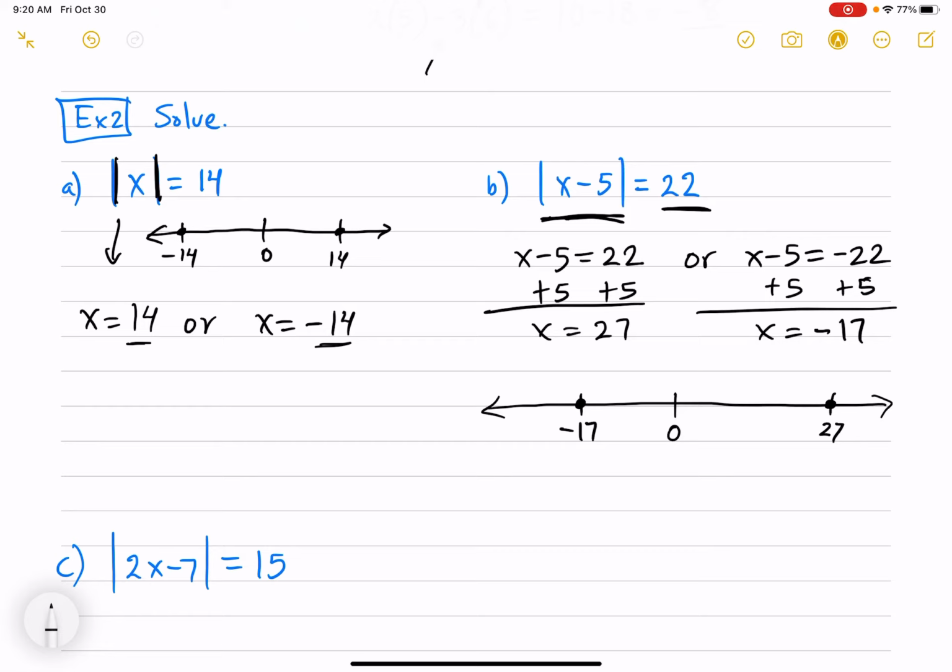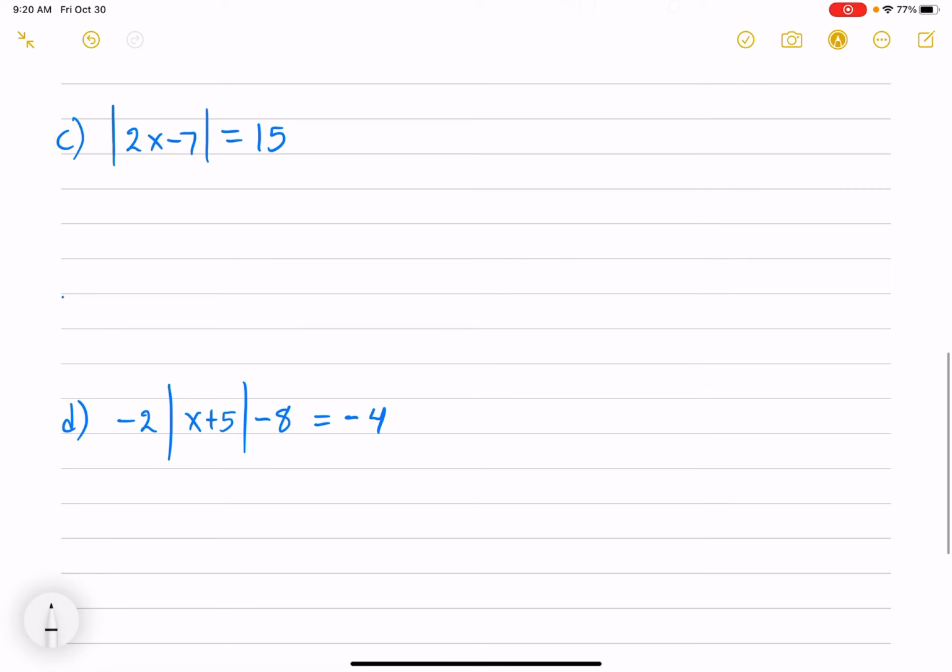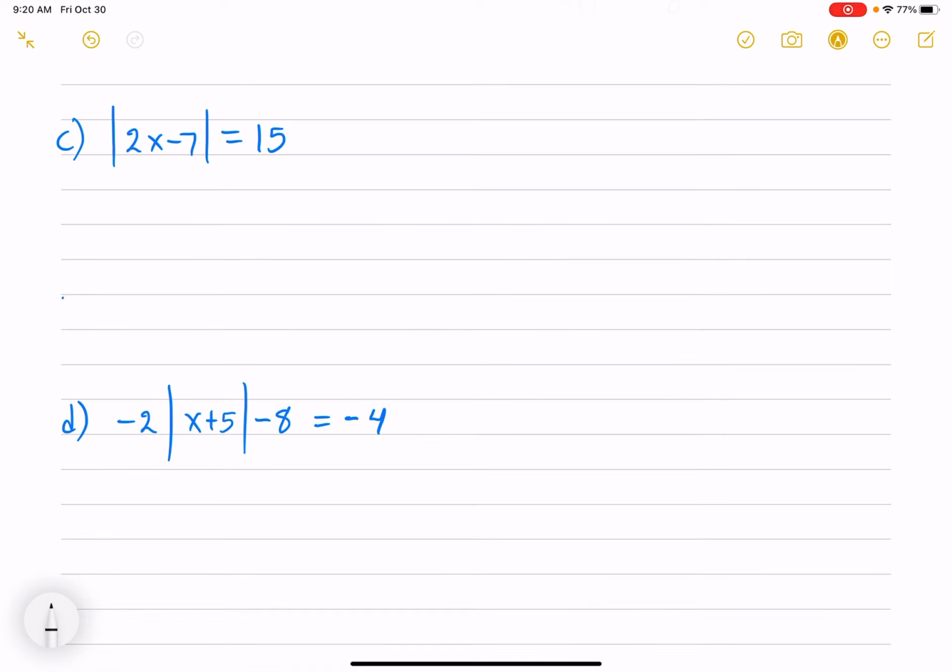Okay, please pause the video and think about the solutions. But one more time, 2 bars turn into 2 equations. Memorize a little phrase, and that's how we solve absolute value functions. Look at the next one. The 2 bars turn into 2 equations.